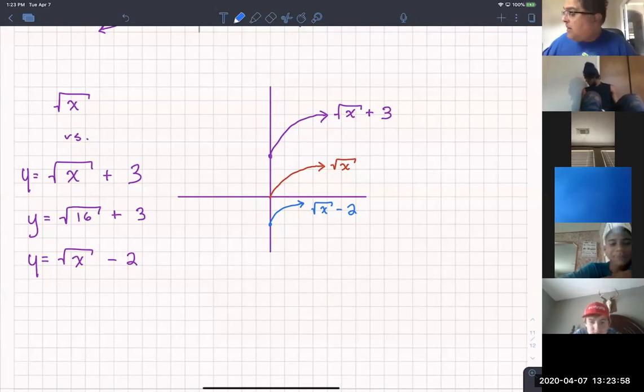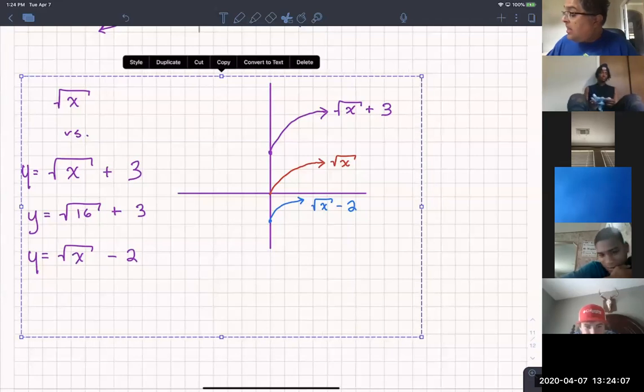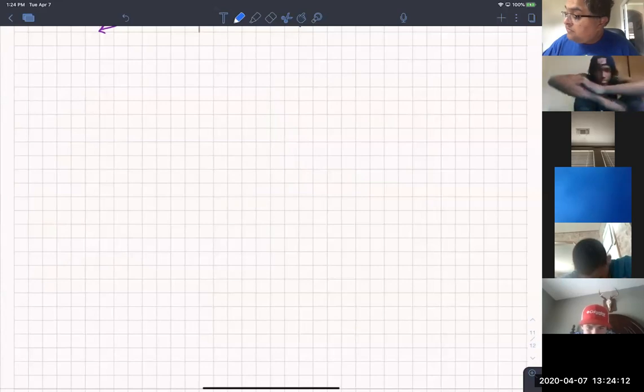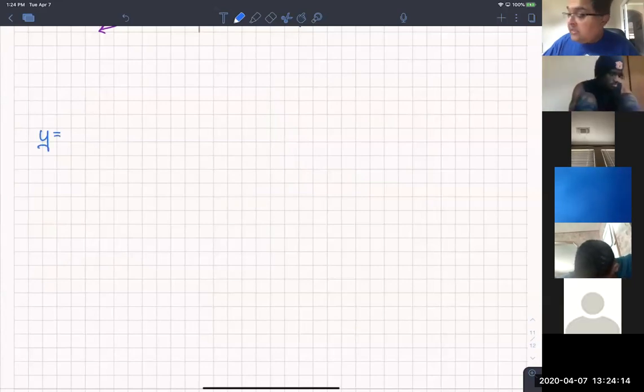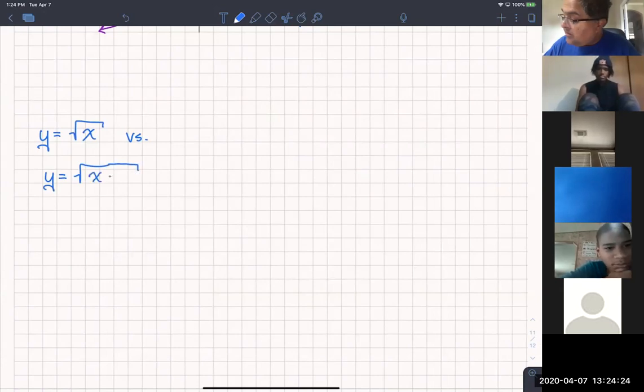Now, let's talk about what happens on the inside. So the outside is easy to understand. The inside is going to be where you're going to get confused. Let's talk about the difference between the square root of x versus me subtracting 1 on the inside. So this is different than subtracting or adding on the outside. This is on the inside of the square root.